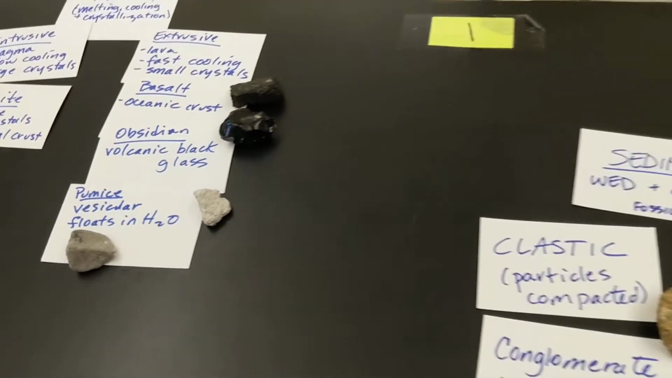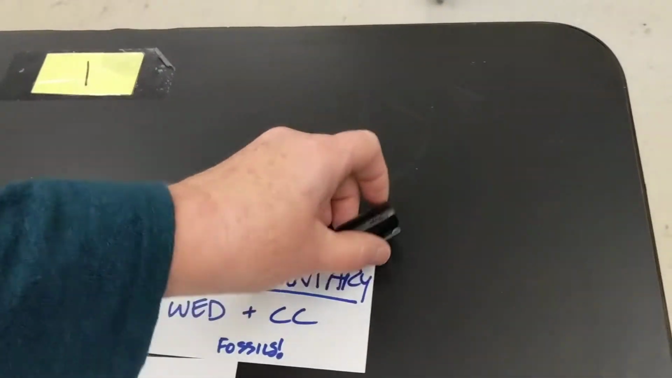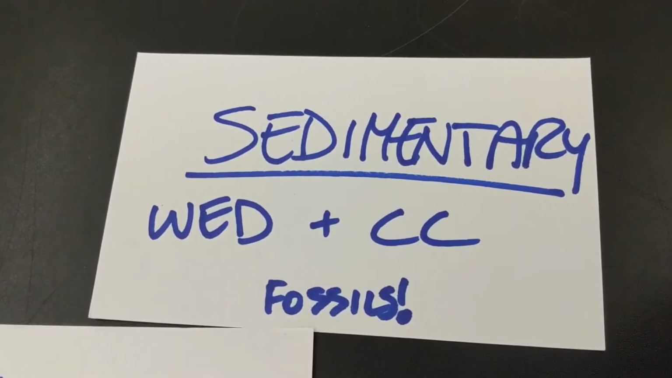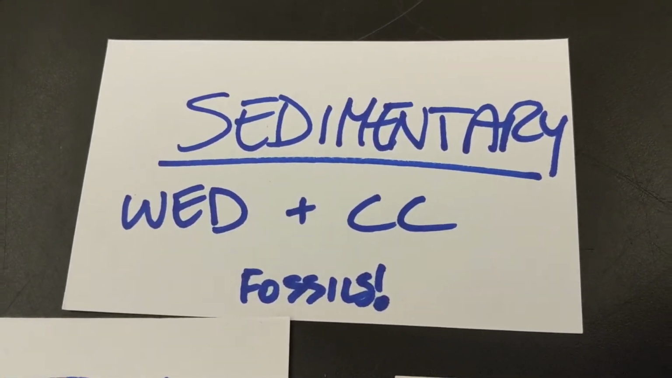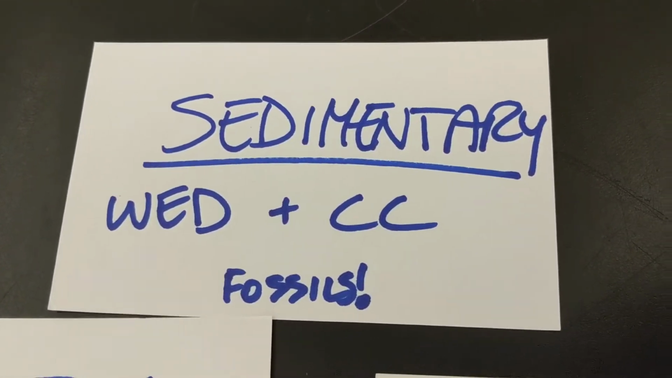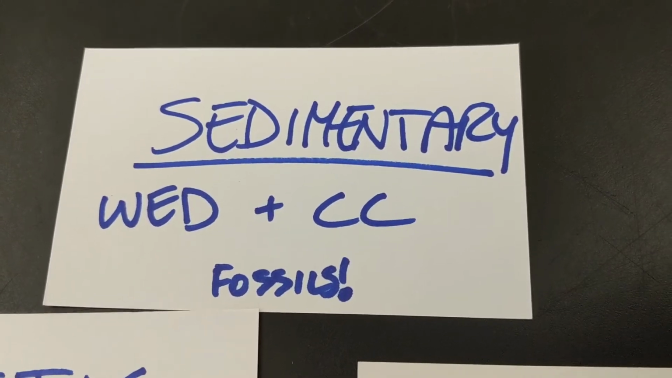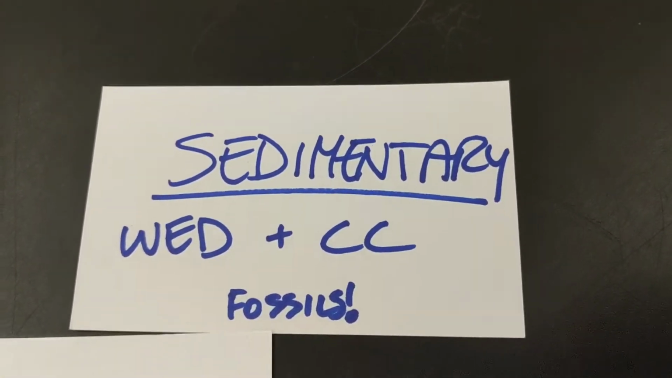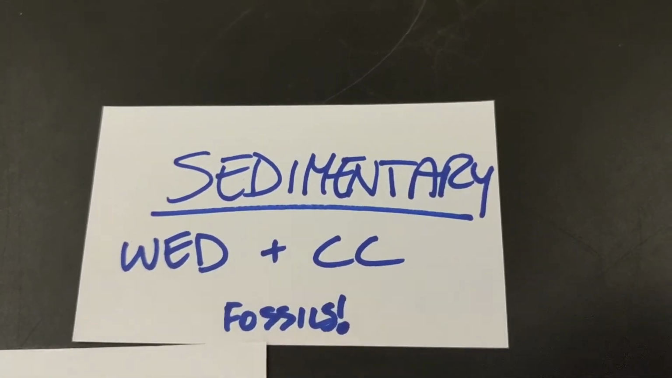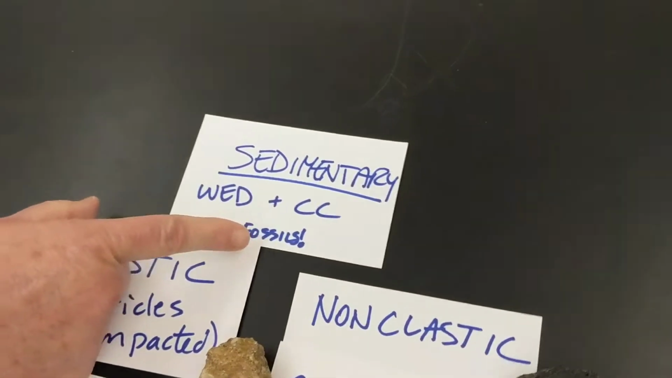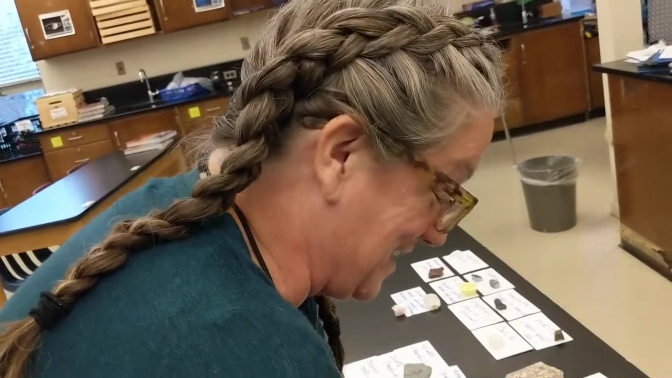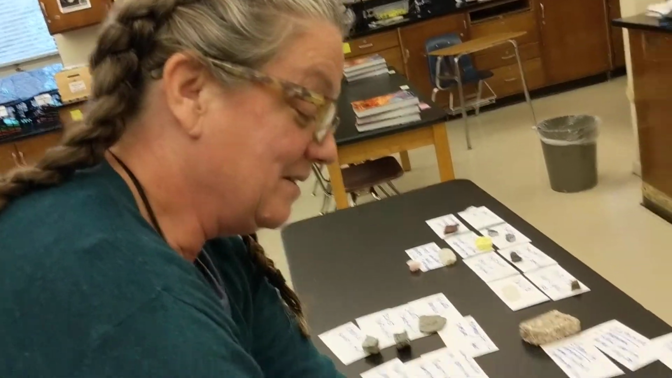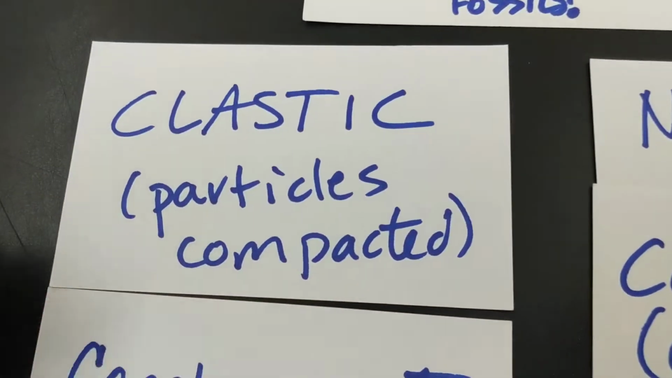water. Our final type of rock we're going to take a look at is sedimentary rock, made from weathering, erosion, deposition, compaction, cementation. Sedimentary rock is very important to us because with it we know about ancient life, because sedimentary rock is the only type of rock with fossils. Clastic, two types, clastic, non-clastic.